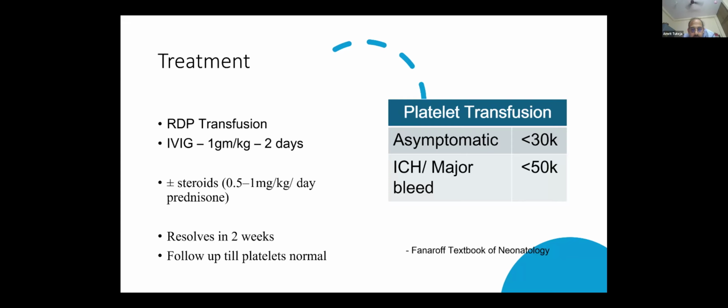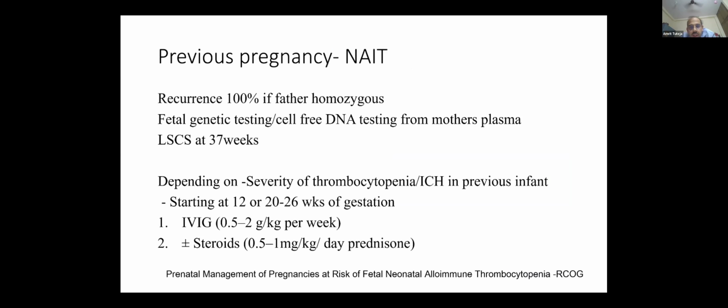Steroids may be included if we are not able to manage with RDP and IVIG, then steroids may also be added. Usually NAIT resolves in 1 to 2 weeks, and we follow up till platelets are normal. If the previous pregnancy had NAIT, then the risk is 100% for homozygous. Fetal genetic testing can be done from the mother's plasma. Elective cesarean, not vaginal delivery, is preferred at 37 weeks.